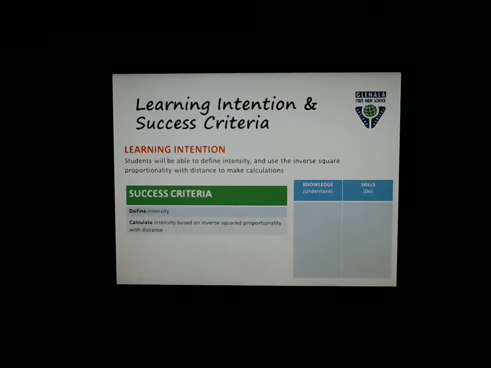Okay, so we can see here, what you want to be able to do is define intensity and use the inverse square proportionality with distance to make calculations. So 2 success criteria: define it first and then calculate based off this inverse squared proportionality. So in terms of knowledge, we need to know, well, what is intensity? If we don't know what it is, we can't really define it. And the second thing is, well, if we're going to calculate based on this idea of inverse squared proportionality, we've got to know what that is first, and then once we know what it is, we can do that thing and calculate with it.